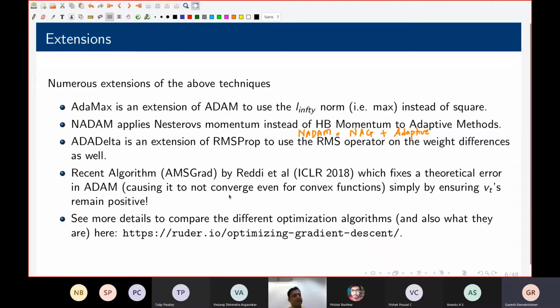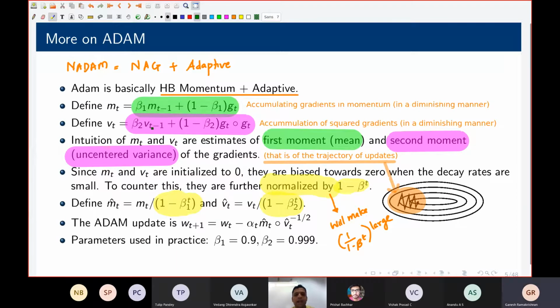Yeah, so then there are other variants, AdaDelta, where you look at the RMS operator, the root mean square accumulation on weight differences as well. This is a point I made in the last slide. I said that there have been some issues. AMSGrad says there's a theoretical error in Adam because of which it was not converging for convex functions. So the v_t may not remain positive. So it made a fix by which it remains positive. That's it.